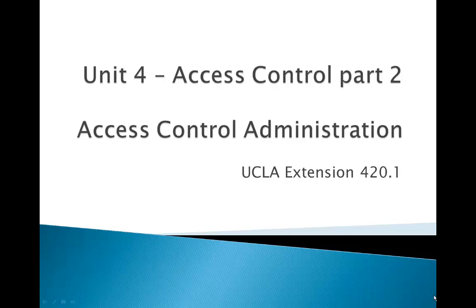Unit 4, Access Control Part 2, Access Control Administration. We're going to talk about some centralized methods for administering access control: RADIUS and TACACS, traditionally used to authenticate remote users to central networks. And we're also going to talk about some general methods for controlling access, the technical, administrative, personnel-related, and physical-related methods.